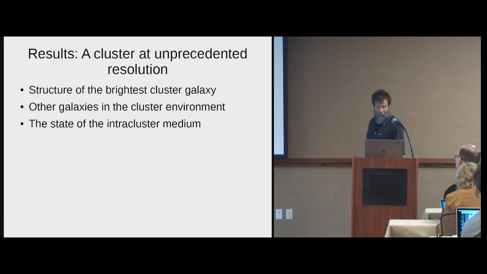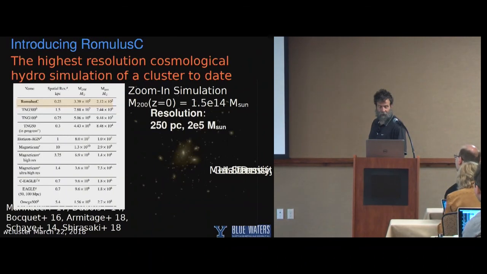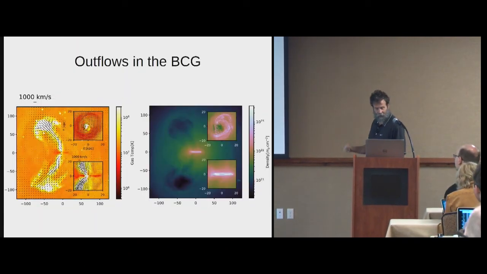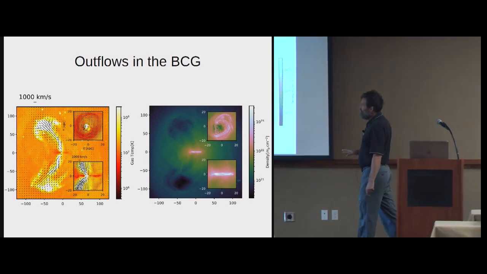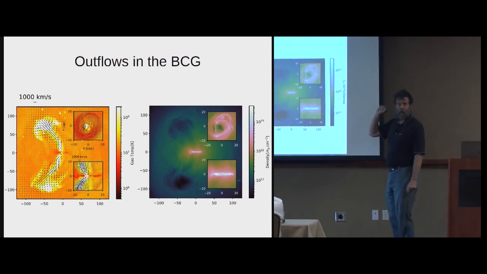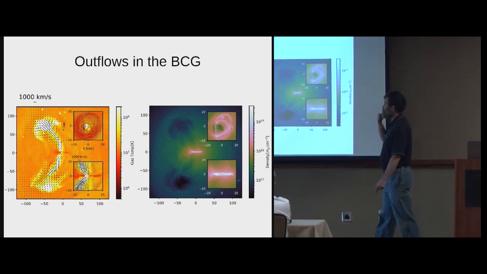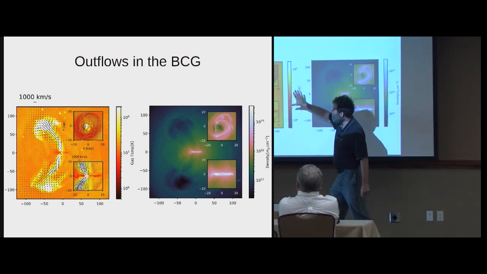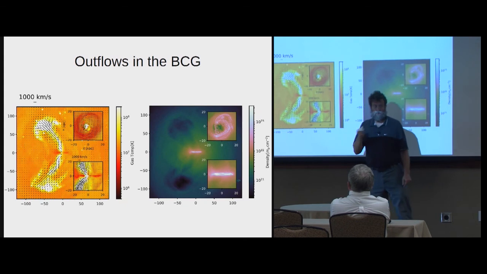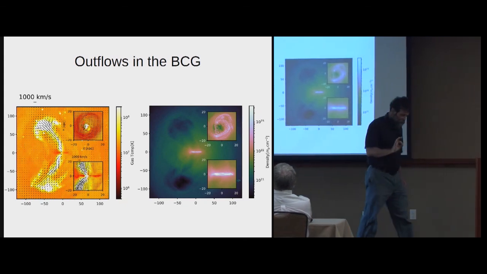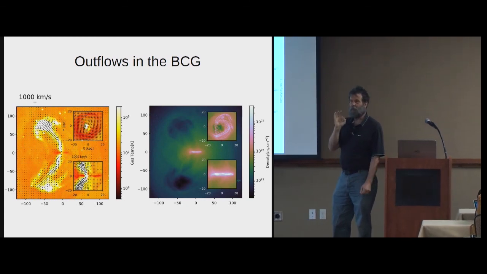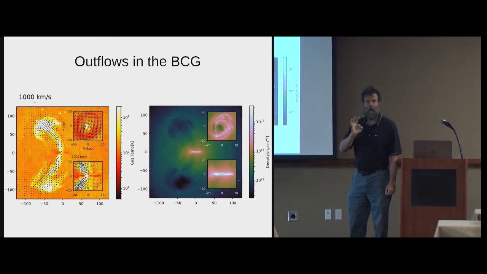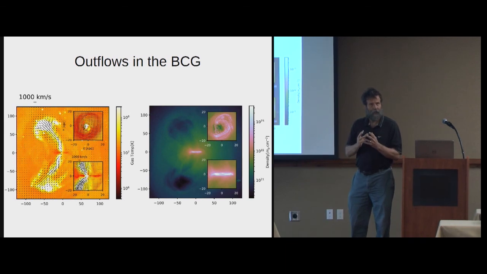So, quick summary of results. Let me just go through it. It is one of the highest resolution simulations of a cluster to date. Here's a very surprising result. This is looking at the brightest cluster galaxy in the middle. And we're able to get these collimated outflows of thousands of kilometers per second. The surprise is that our feedback is not directional. We're putting feedback in as thermal isotropic feedback from the black hole.